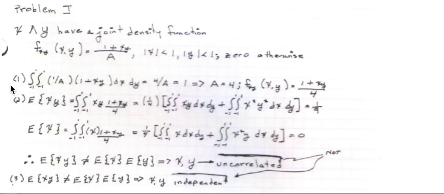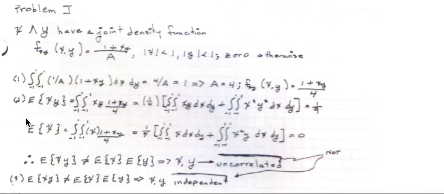In finding a, item 1, we take the double integral of the quantity 1 over a times the quantity 1 plus xy dx dy. That breaks down into arriving at 4 over a, and consequently a is equal to 4. So the new function f of xy is equal to 1 plus xy over 4.